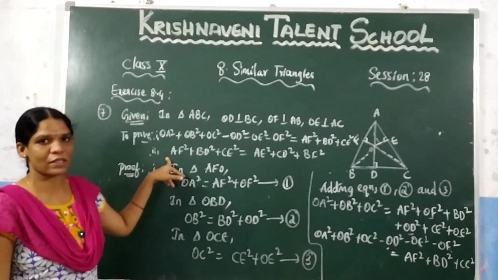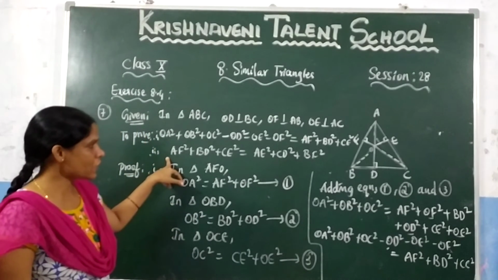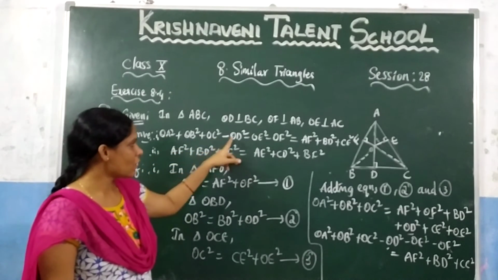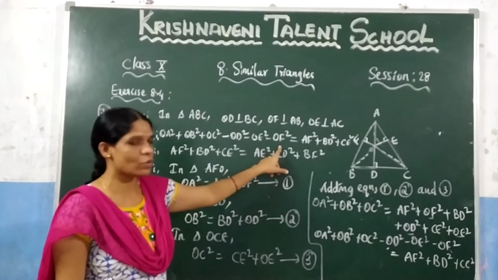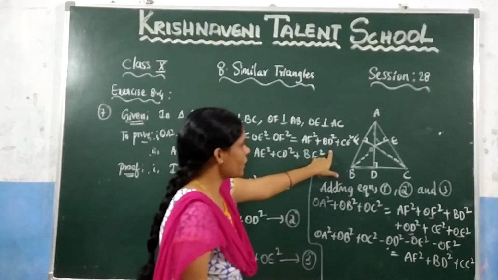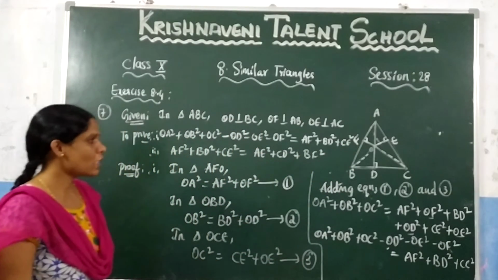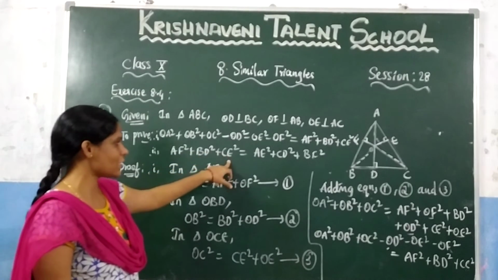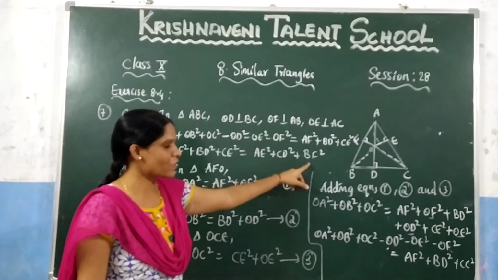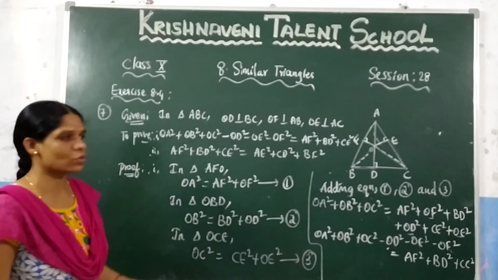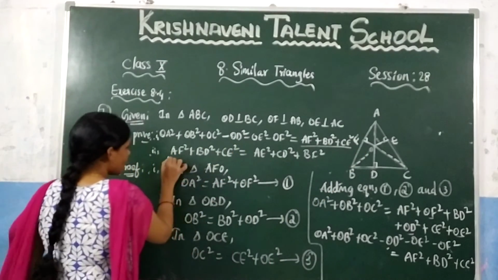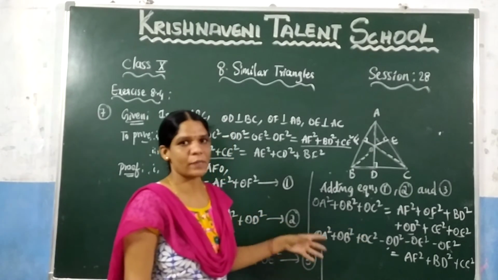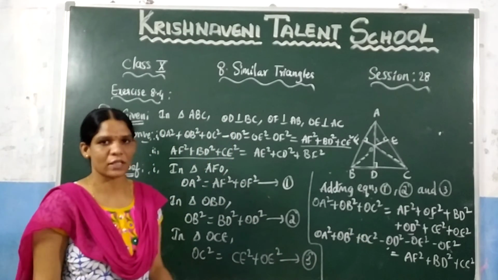Now let us see the second one. How do you prove? Now you can observe what we have proved in the first condition: OA square plus OB square plus OC square minus OD square minus OE square minus OF square is equal to AF square plus BD square plus CE square. This is what we have proved. Now what we need to prove in the second condition? We need to prove AF square plus BD square plus CE square is equal to AE square plus CE square plus BF square. Now if you observe these two equations, this part and this part remain the same. Right? Now we will consider this one.